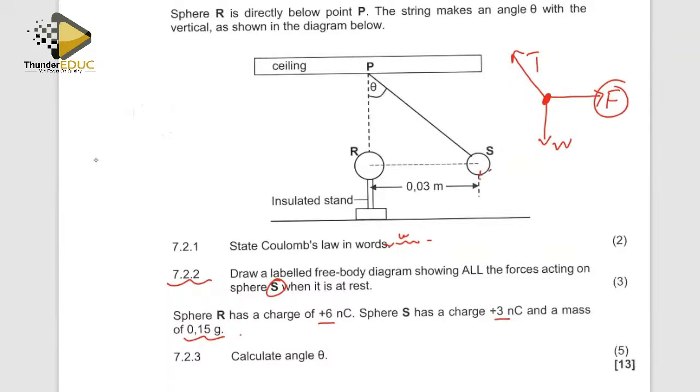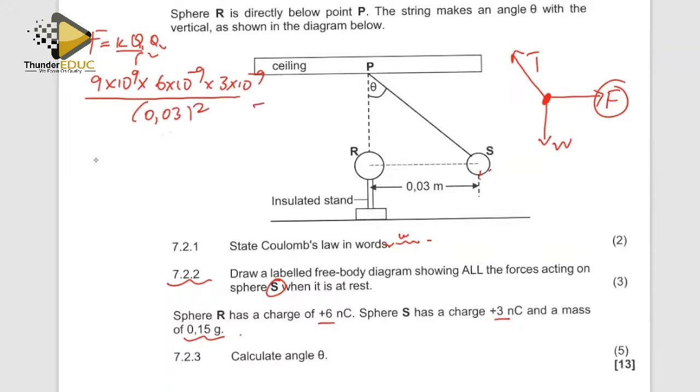So let's first calculate the force, which means it's K multiplied by Q1 Q2 over r squared. So 9 times 10 to the 9 multiplied by 6 times 10 to the negative 9 times 3 times 10 to the negative 9. I'm dividing this by 0.03 squared. This is giving me an answer of 0.00018. Okay, so that is the force that we are having.